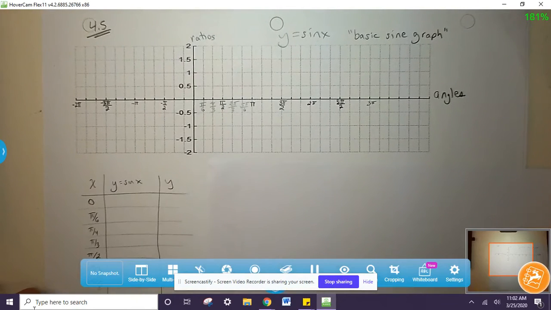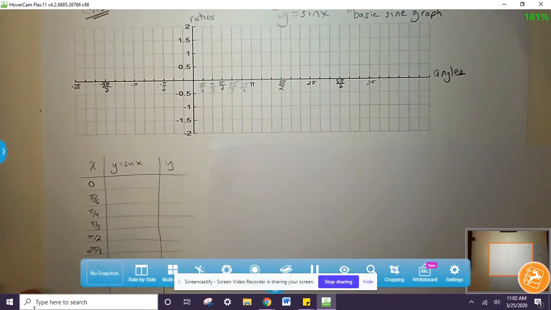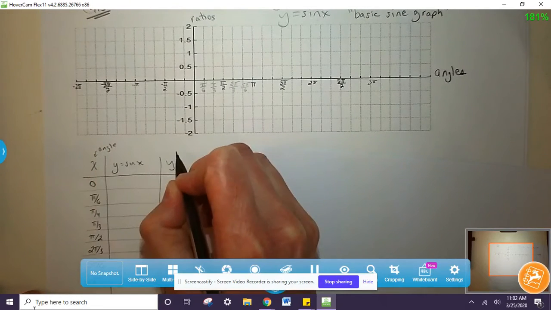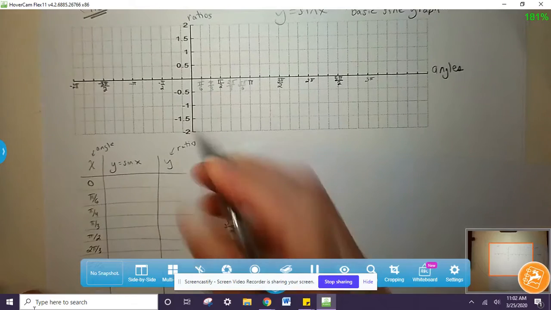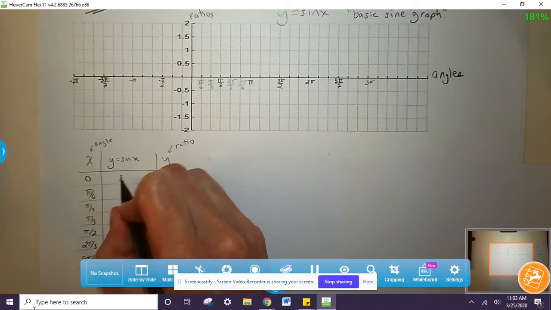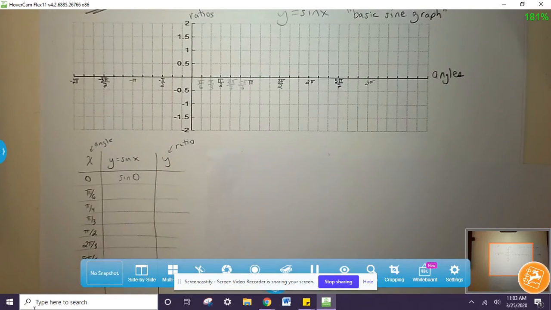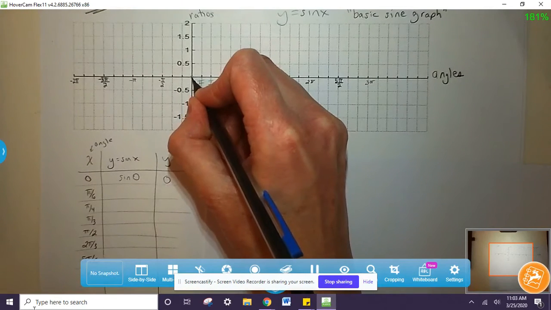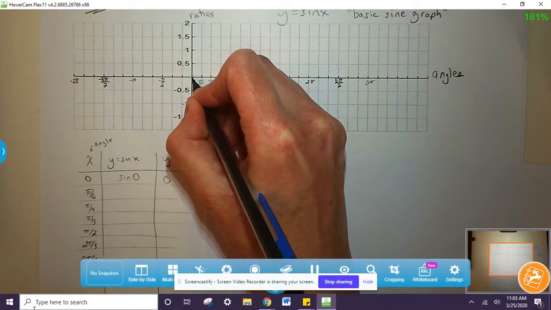So to begin creating a table, we are going to plug in angles because x is our angle, and we're going to get out a ratio for y, and we're going to plot those points. So to start, if I plug in 0, take a look at your unit circle, find the angle of 0, look at the ordered pair. The ordered pair is 1, 0. Sine is the y-coordinate. That makes the ratio 0. So 0, 0 is the first point that I have on my graph, and it is an x-intercept and a y-intercept.